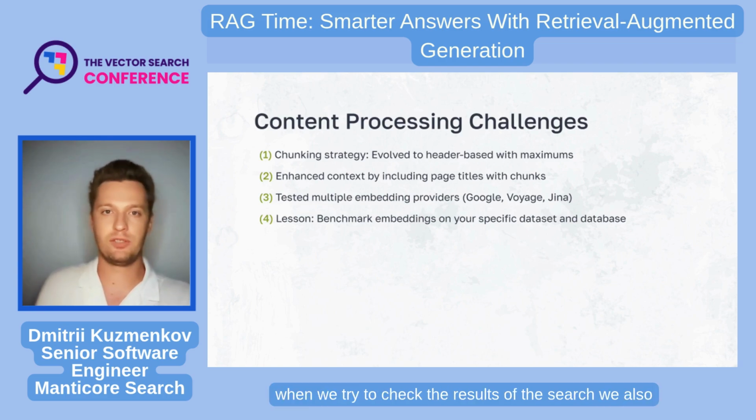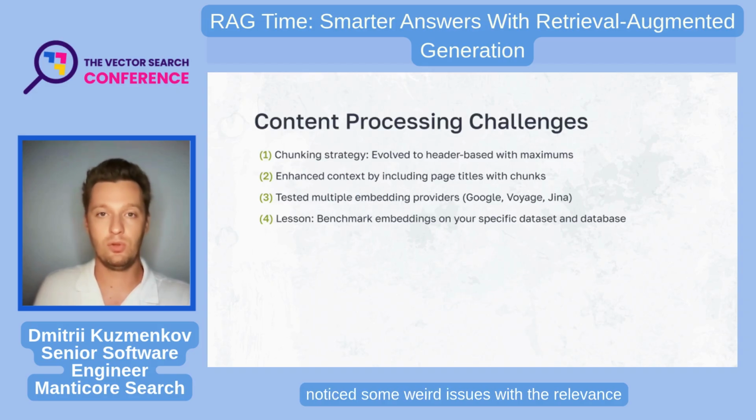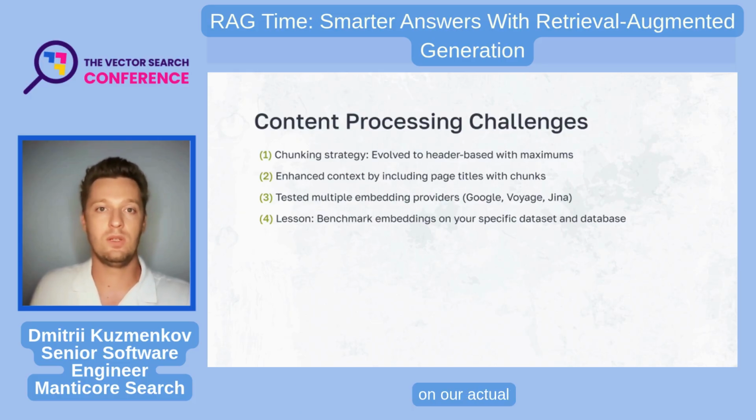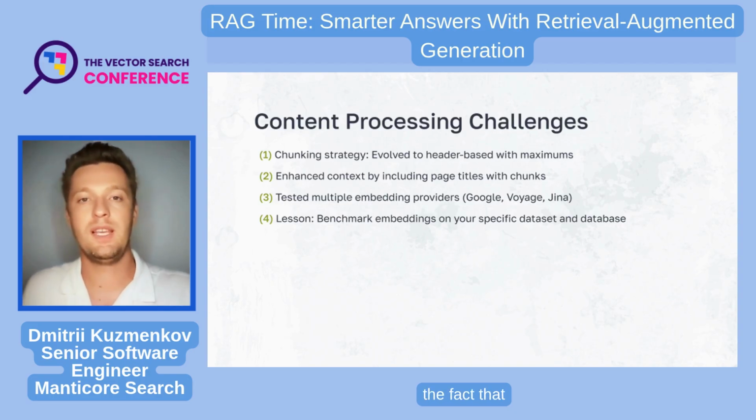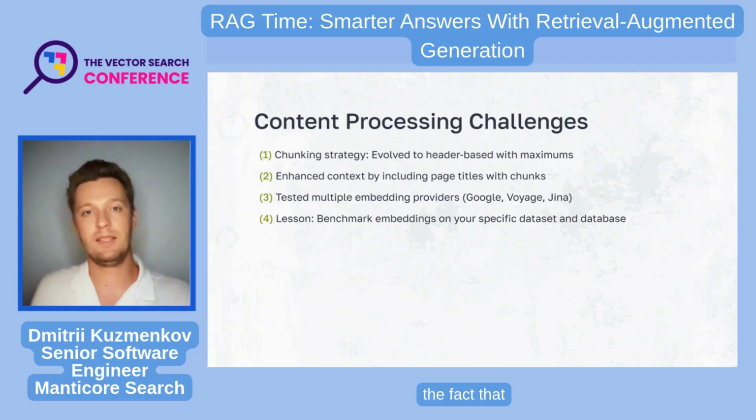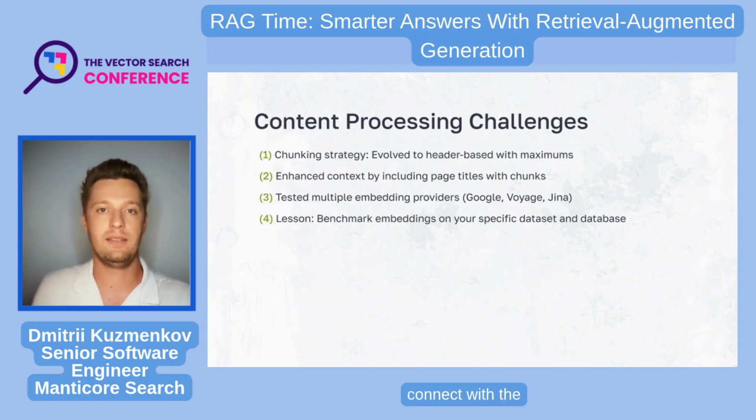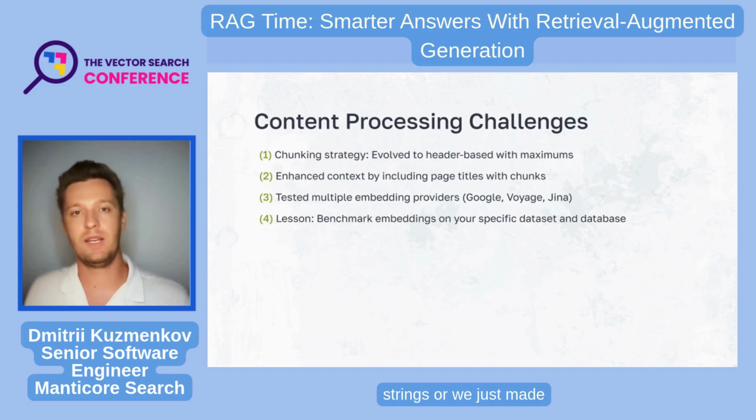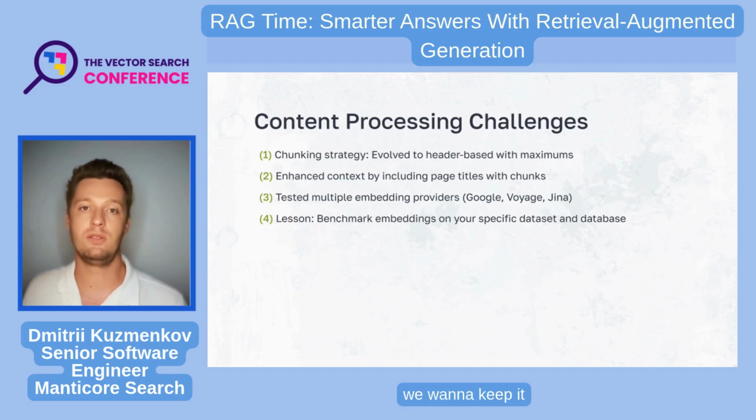When we tried to check the results of the search, we also noticed some weird issues with the relevance. We wrote scripts to measure cosine similarity on our actual queries and found surprising variations across providers even with identical data. For embedding, we tested multiple providers, including Google, Voyage, and Jina.